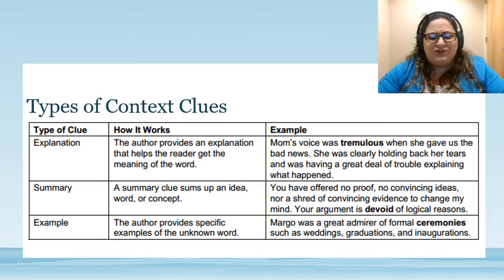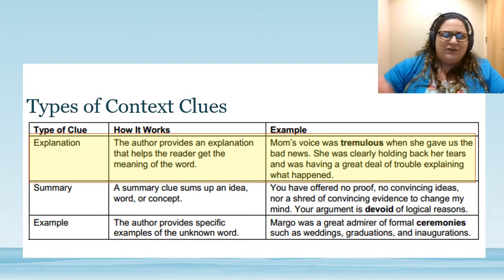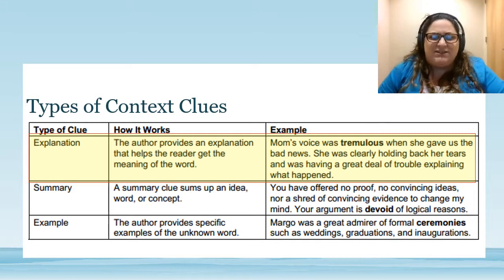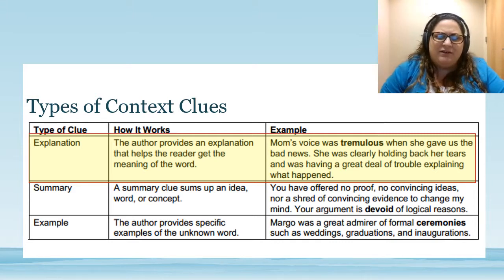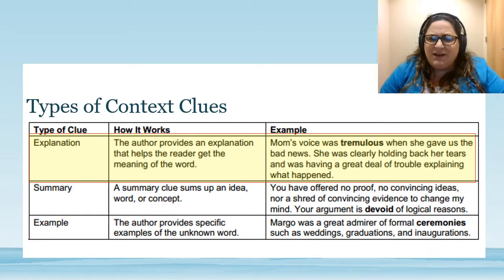There are three major types of context clues. The first one is the explanation type. How does it work? Well, the author will provide an explanation that helps the reader get the meaning of the word. For example, Mom's voice was tremulous when she gave us the bad news. She was clearly holding back her tears and was having a great deal of trouble explaining what happened.